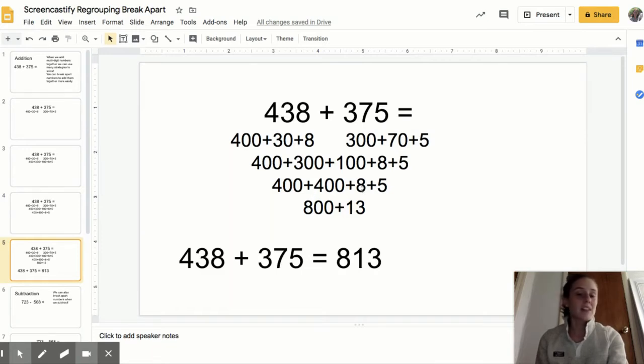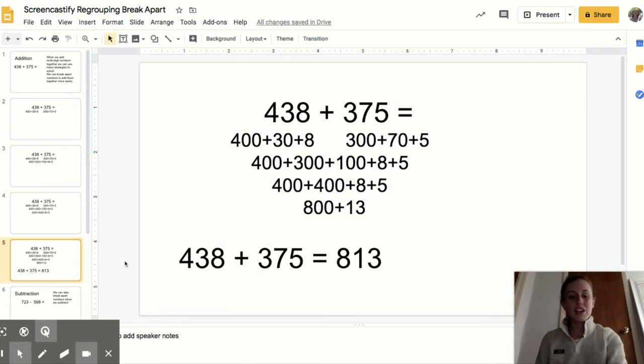I did some fast math of 8 plus 5. I know that 8 can be broken up into 5 and 3. If I add 5 plus 5, I get 10, plus my 3 more is 13. So 438 plus 375 equals a sum of 813. You can try this and you might find a different way to break apart your numbers. That's okay. There's lots of different ways you can solve this using the break apart strategy.